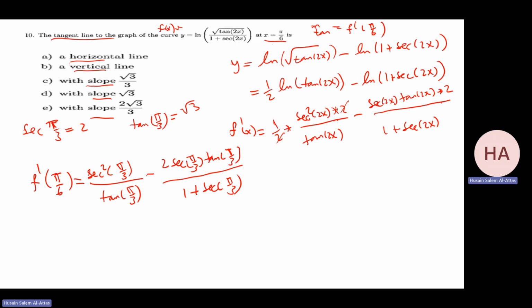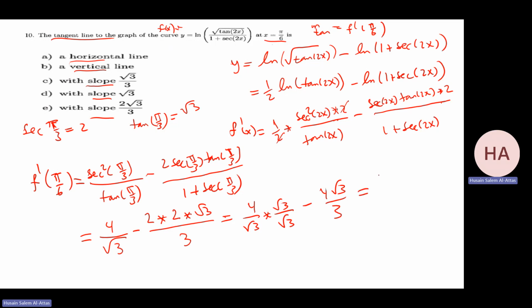Let us plug the numbers. That will be 4 over square root of 3 minus 2 times 2 times square root of 3, over 1 plus 2, which is 3. That gives me 4 over root 3, let me rationalize it, minus 4 root 3 over 3. So I'm getting 4 root 3 over 3 minus 4 root 3 over 3, which is 0. So what will be the tangent line? It will be a horizontal line. The slope is 0. I have a horizontal tangent in this case.